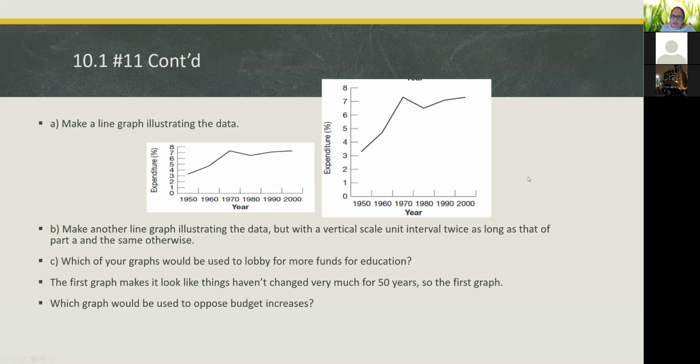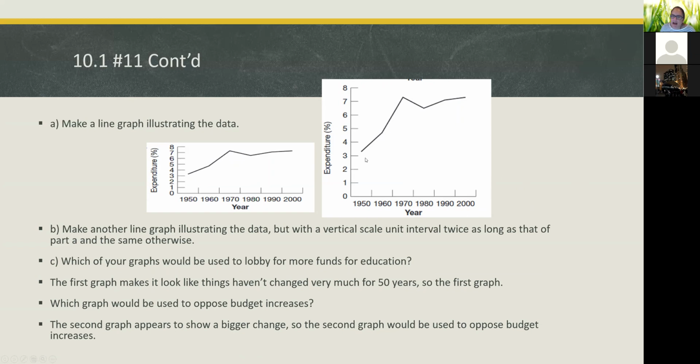So which graph would be used to oppose budget increases? That would be the second graph, because it appears to show a bigger change. Again, even though these are the same exact numbers.